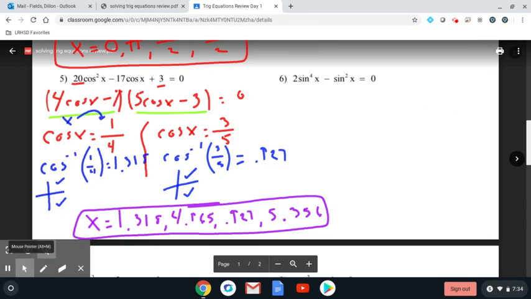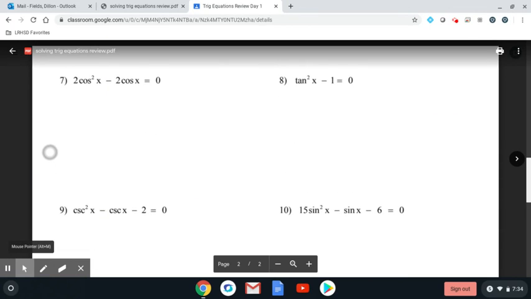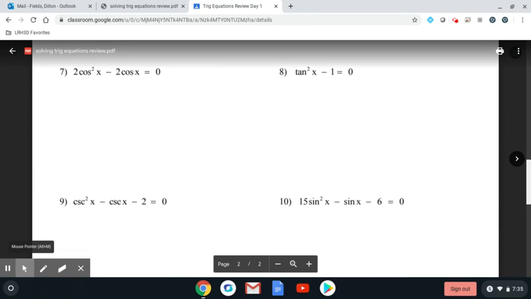All right, so let's move on to number 7. When you guys are looking at number 7, you have 2 cosine squared x minus 2 cosine x is equal to 0. Same thing: when we go through and solve this, we see 2 different cosines, so that means we're going to have to try to factor to solve this. The only way that we can factor in this case is by taking out our greatest common factor. So we're allowed to take out a 2 cosine x.